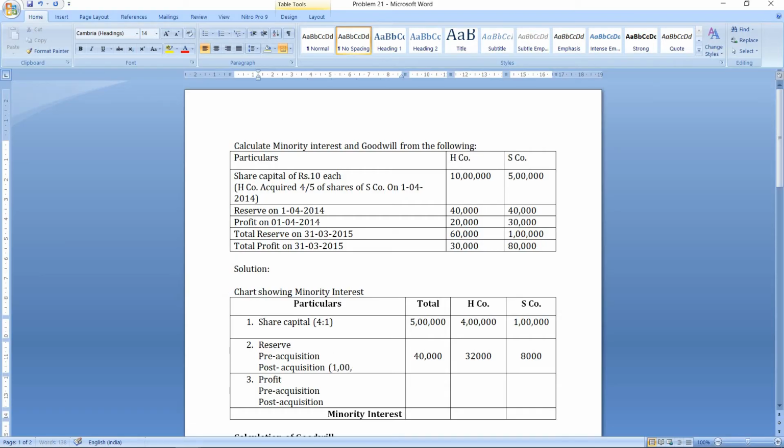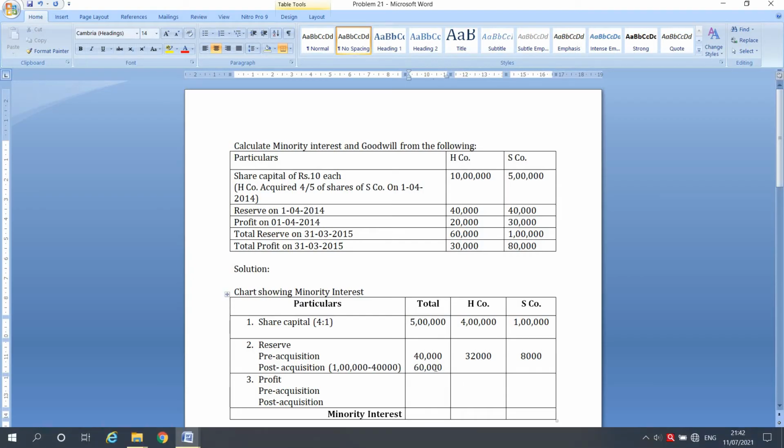So this 1 lakh actually includes this reserve as well. They have given you the reserve at the beginning of the year, and this is the total reserve on 31st March 2015. So this also includes this reserve. So what we are going to do is subtract the pre-acquisition reserve. So you will get post-acquisition reserve. Your post-acquisition reserve is 1 lakh minus 40,000, that is 60,000.